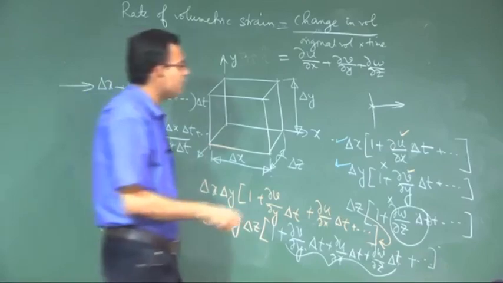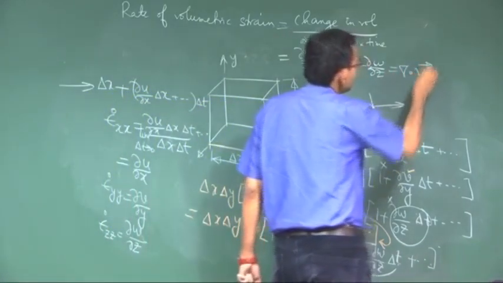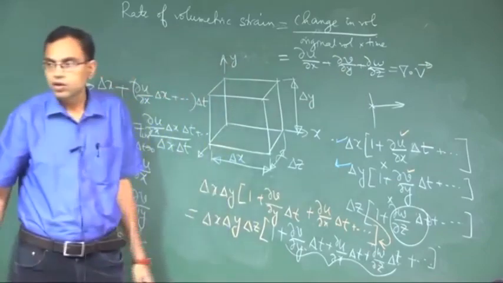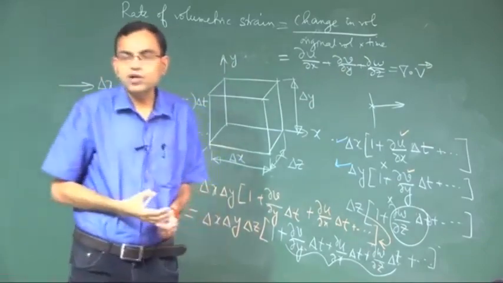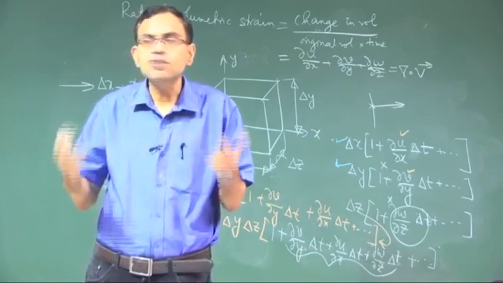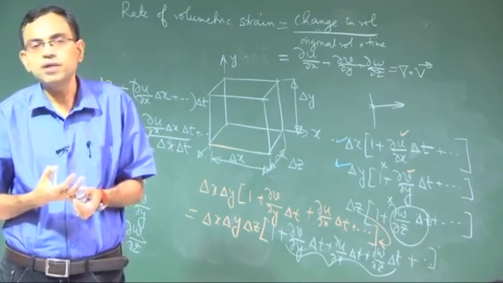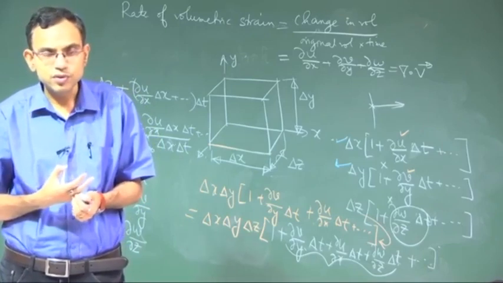So, this is nothing but the divergence of the velocity vector. So, a flow is said to be incompressible when there is no change in volume of a fluid element, and then divergence of the velocity vector is equal to 0.